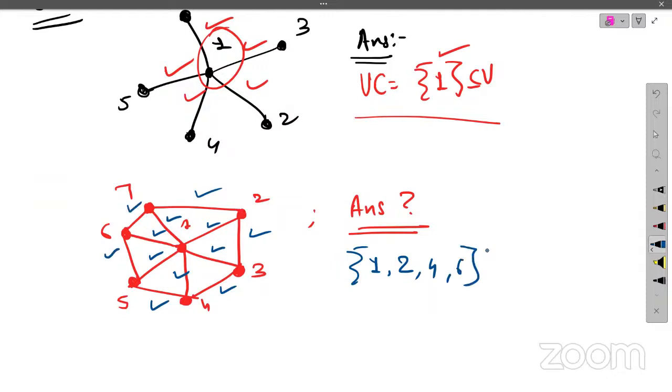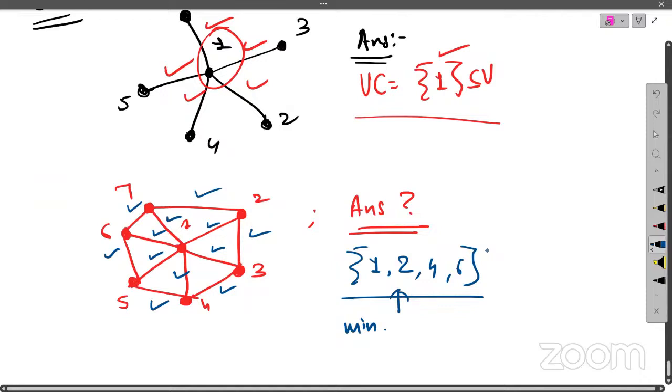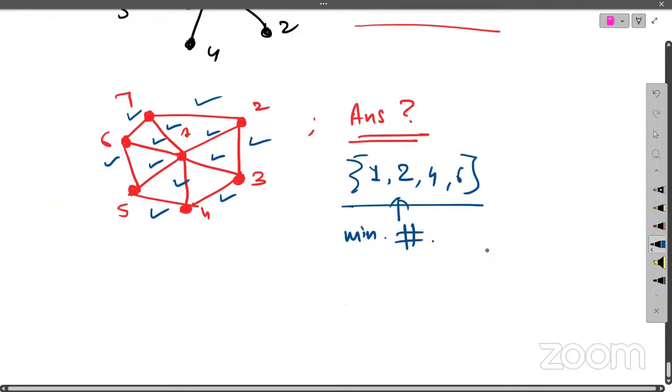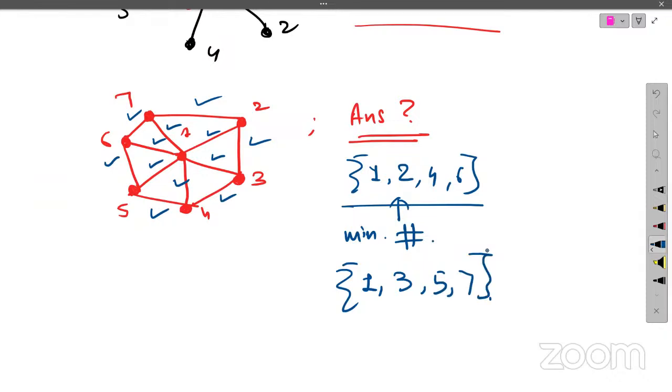What about 6 and 7? We don't need 7. The 6 will do the work. So that means we just need 4 vertices to form a vertex cover, and this is a minimum number. Why don't we need 7? Because 7 is already covered by the edges, and 2 is also covered. So we are taking alternate vertices. I'll start with 2, then 2, 4, and 6. You can start with 7, then 7, 3, 5 will work. So this is one minimum vertex cover. You can also take the set 1, 3, 5, 7. This will also be a minimum vertex cover.